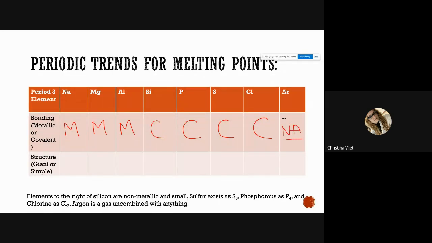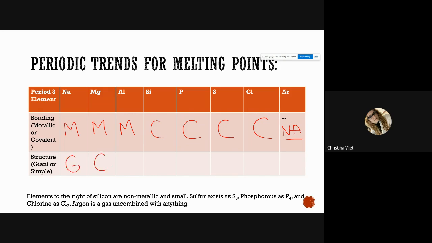Trick question. Argon doesn't bond, right? It's a noble gas. It's just argon. All right, structure. Giant or simple? Na. All metallic is giant.